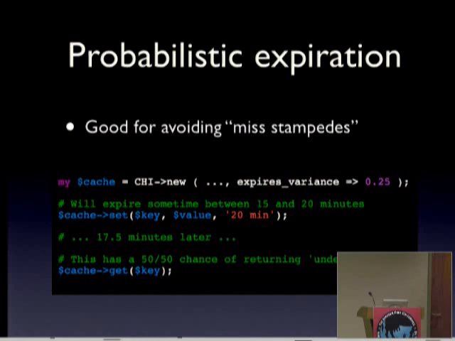And you end up with this thing where 30 processes are all going to the database, all trying to compute the same thing at the same time. That's called a miss stampede, and it can cause your server load to mysteriously jump every 20 minutes. Like, what is going on? So this was a way to avoid that.